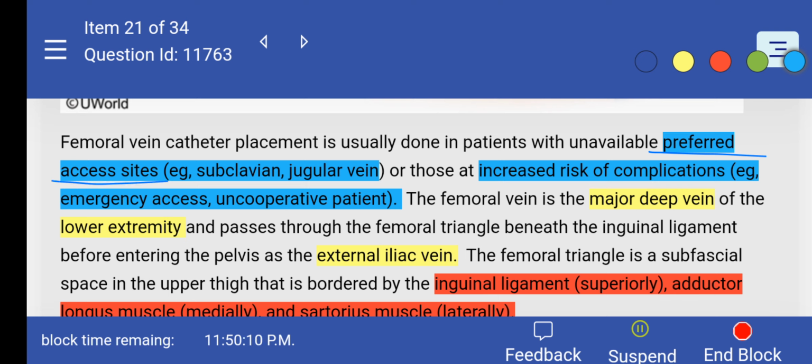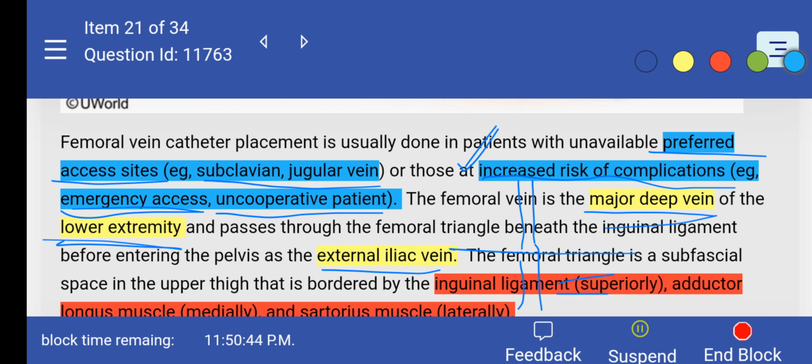So femoral vein catheter placement is usually done in patients with unavailable preferred access sites, like the subclavian and jugular veins, or those at increased risk of complications, for example emergency access or an uncooperative patient, right? The femoral vein is the major deep vein of the lower extremity and passes through the femoral triangle beneath the inguinal ligament before entering the pelvis as the external iliac vein.